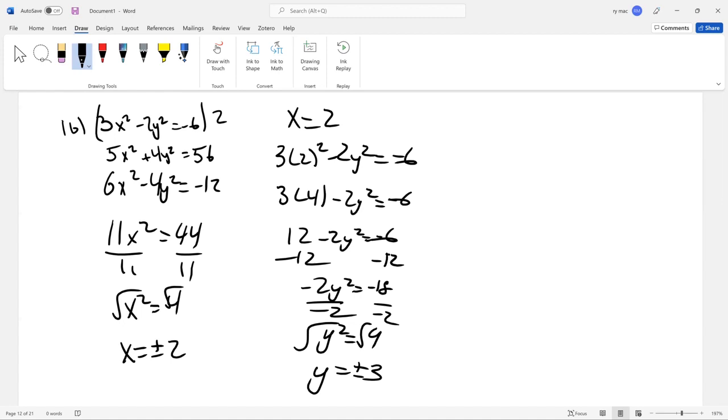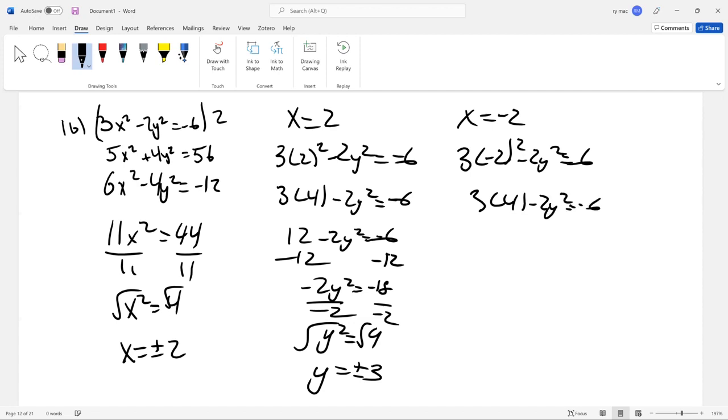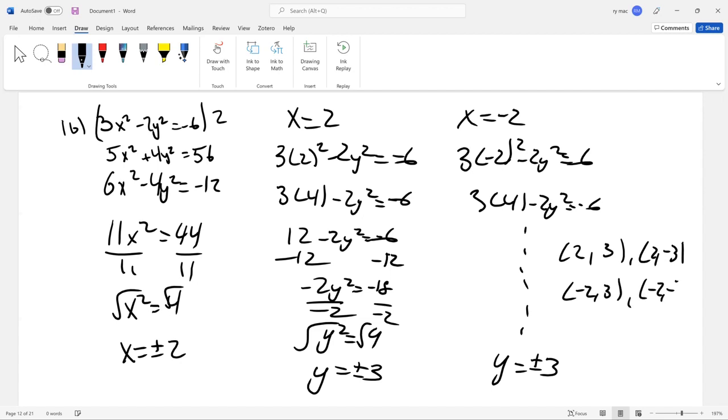Do not assume that this always happens, but for plugging in x equals -2, you get the same answers. You get 3 times 4 minus 2y squared equals -6, and so on. Y is equal to plus or minus 3. So you actually have 4 different solutions for this one: 2 comma 3, 2 comma -3, -2 comma 3, and -2 comma -3. Those are all your solutions for this one.